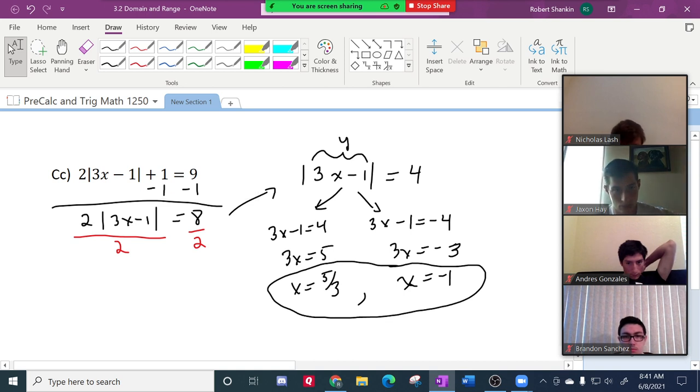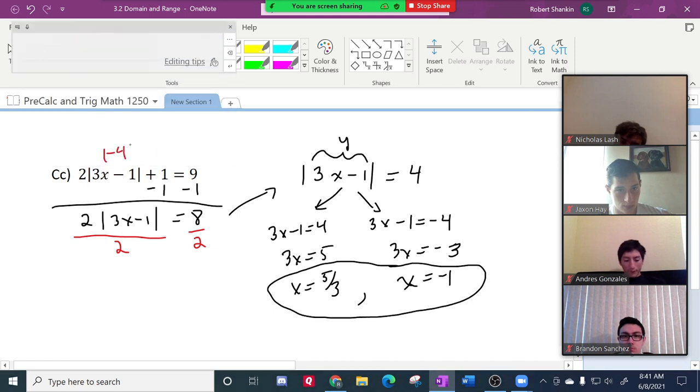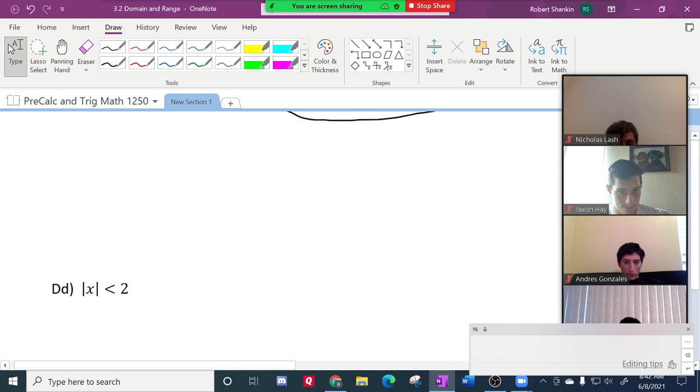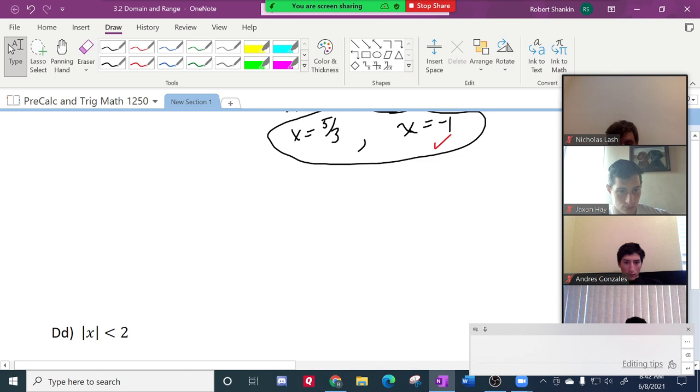Let's just check the easier one. Put -1 in here. If I put -1 back in here, I'm going to get -3 minus 1, which is -4. The absolute value of that is 4. 4 times 2 is 8. 8 plus 1 is 9. It does check. This one checks. And if you plug in the other one, it'll also check. Okay. And, alright. Let's go to part D. Solve that.